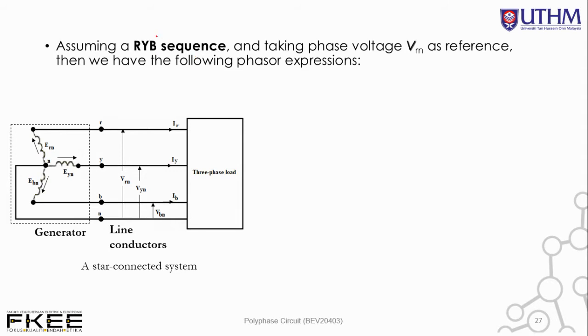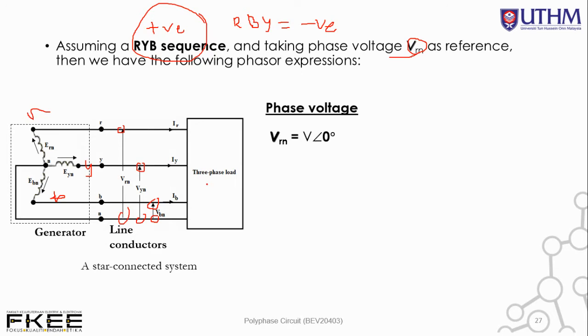Assuming an RYB sequence, this is the positive sequence. Just to recap, RBY is the negative sequence. Assuming positive RYB sequence and taking phase VRN as a reference, we then have the following phasor expressions. We have R over here, Y over here, and B over here. The phase voltages are between R and N, Y and N, as well as B and N. Phase voltage VRN equals V angle 0, because the reference is always 0.